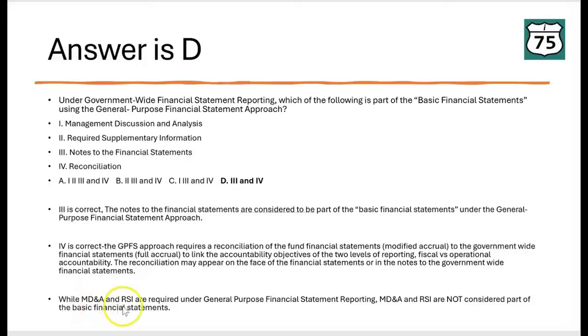Note that MD&A and RSI, they're also required. They're required reporting under general purpose financial statement reporting, but MD&A and RSI are not considered part of the quote basic financial statements. And this question specifically wanted to know which of the following is part of the quote basic financial statements using general purpose financial statement approach, and the answer would be notes and reconciliation. Letter D is correct. Now, if this question was worded just a little bit differently, then all 4 of these could be correct. The answer might have been A instead of D.